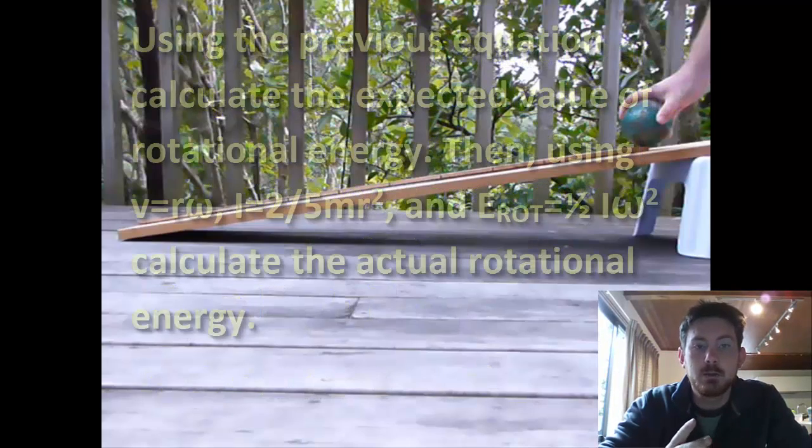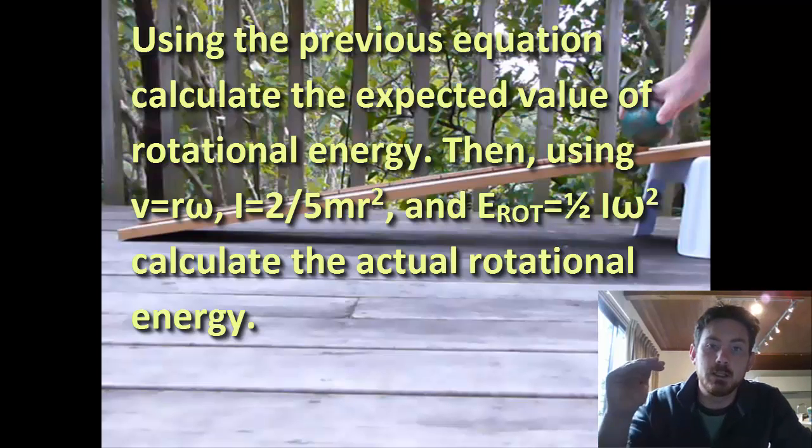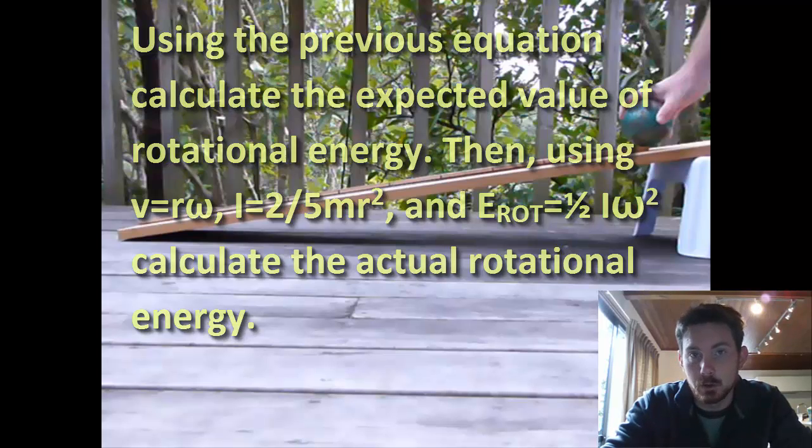The second method involves calculating the rotational inertia based on the shape and mass distribution of the sphere, and then using this to work out the rotational kinetic energy. Now, to do that, you'll need to convert the translational velocity into angular velocity.